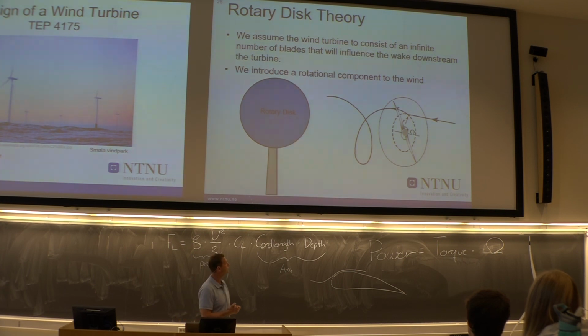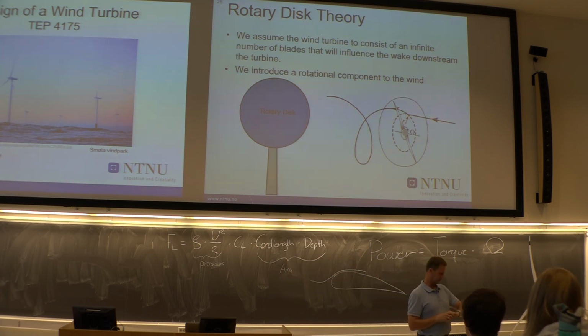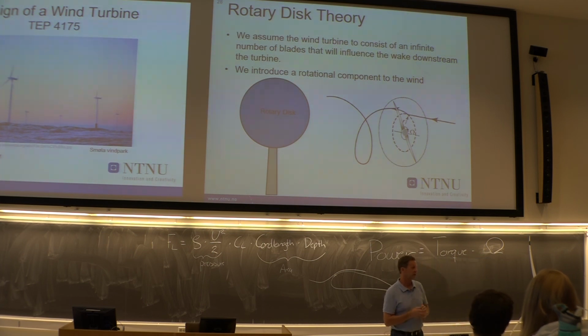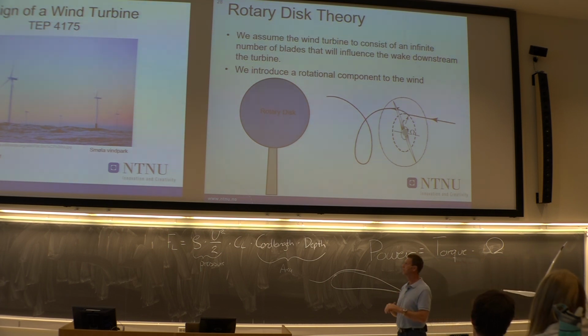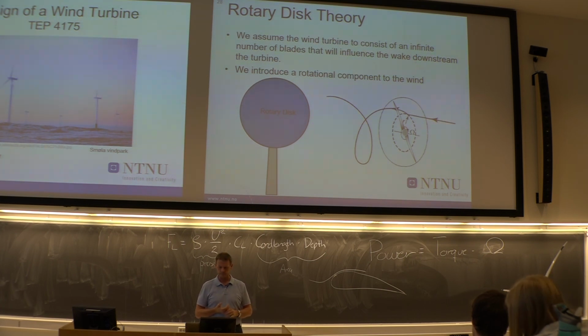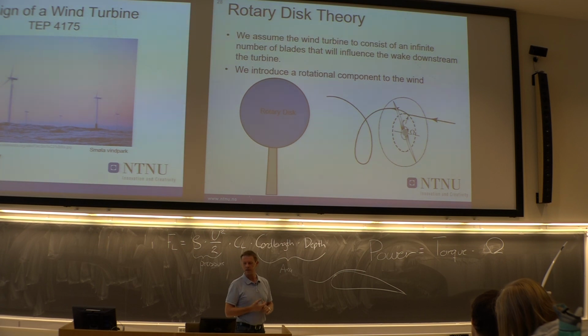I'm going to just introduce some kind of thinking for you before we take a break. The rotating disk theory is something I'm going to teach next time. We are assuming, in this case, that the whole turbine area, the rotational area here, is just a disk. And we can look at it like that, because we are extracting energy from the whole cross-section area. And then we are introducing the rotation to the wind.